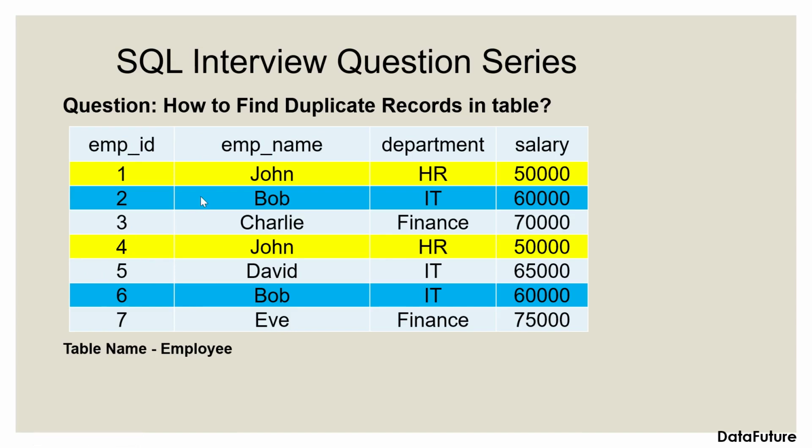Here we are choosing 3 columns, employee name, department and salary, to check for duplicate records. Here the table is very small and contains only 7 records, so it is very easy to identify the duplicate records. But in case you have millions of records, how can we identify them? With a simple query, we can identify the duplicate records. In this table, we can see John has appeared 2 times and Bob has also appeared 2 times with the same information. So let's see how we can find the duplicate records with the help of a SQL query.